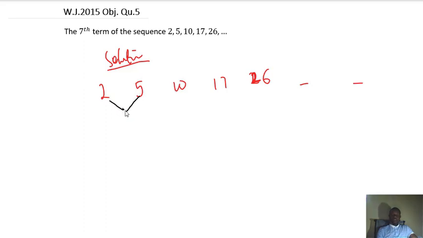So the difference between these two terms is going to be 3. And when you check the difference here, 10 minus 5 will give us 5. The difference between 10 and 17 will be 7. And the difference between 26 and 17 will be 9. Okay, let me put m here and let me put maybe x here. The m represents the sixth term and x represents the seventh term.